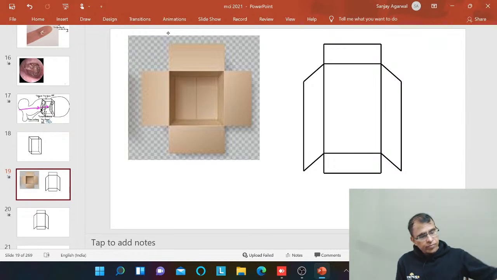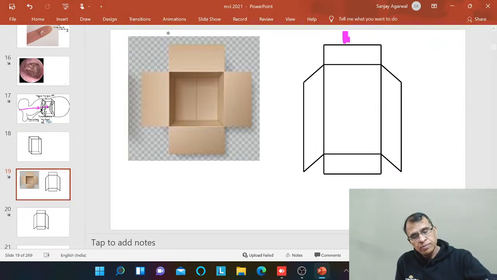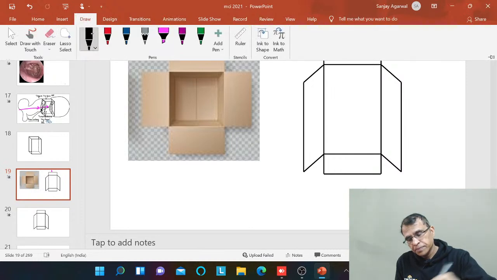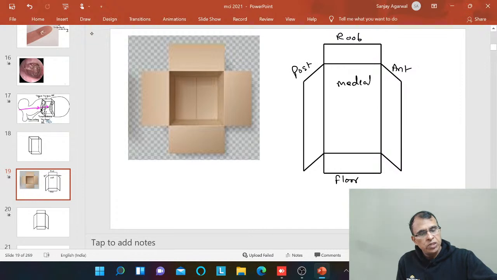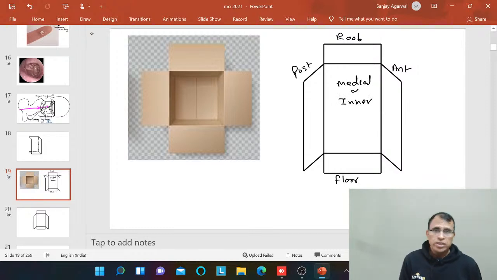So clearly, this is roof. This is floor. Let's say this is anterior wall. This is posterior wall. And this is medial or inner wall. And lateral wall is out, gone. 5 boundaries. So we have done roof, we have done floor properly.